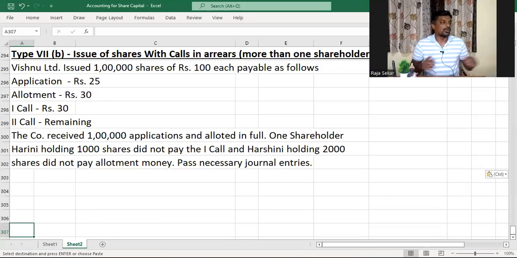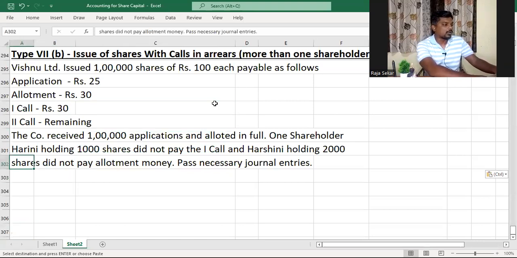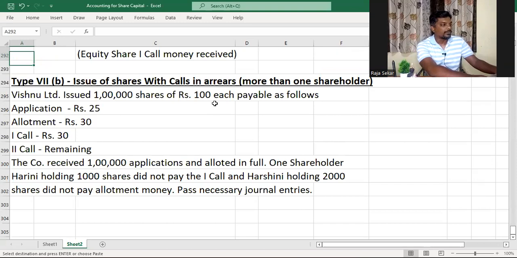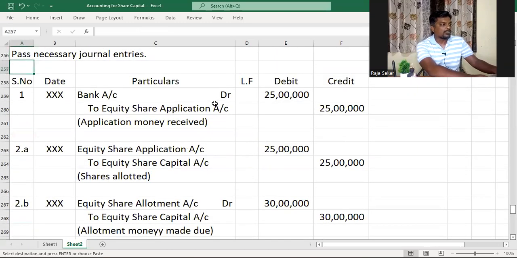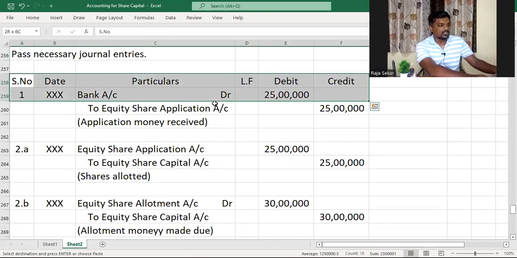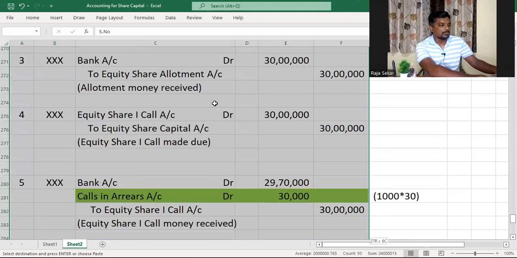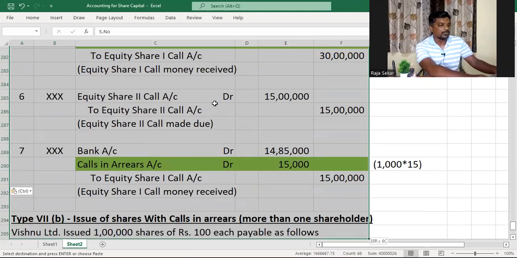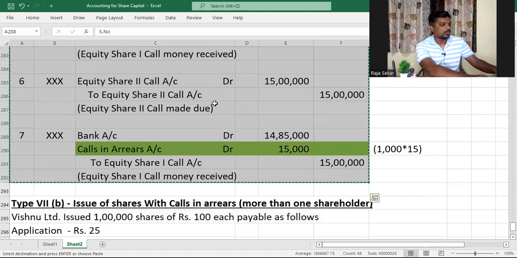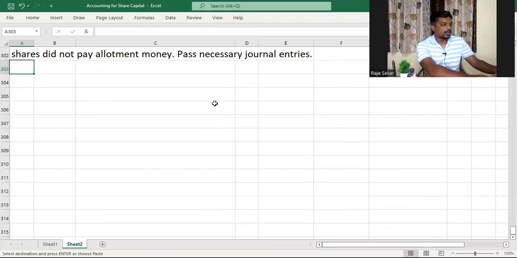In the previous video, we learned how to account for calls and arrears. In this video, we will learn how to account for calls and arrears when there is arrears from more than one shareholder. It's actually similar. You just have to keep track of the fact that more than one person has become a defaulter, and we need to account for that arrears also.